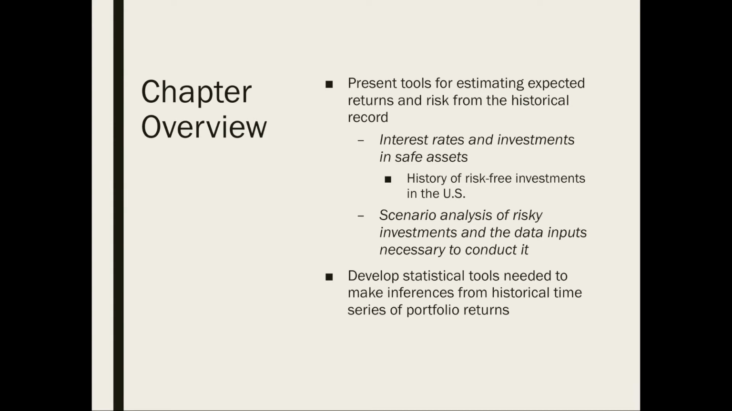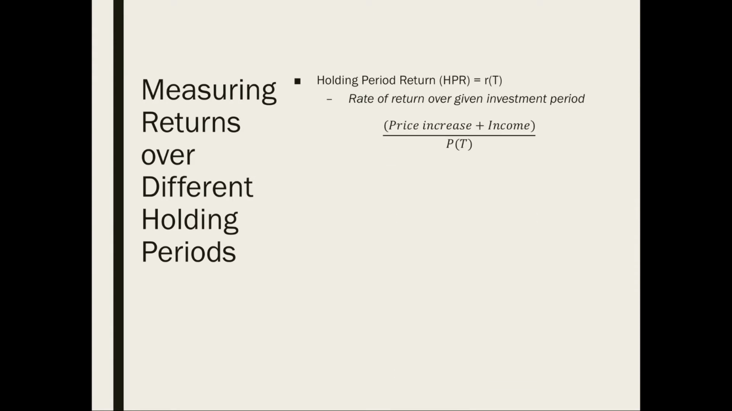So before we can evaluate returns, we first must be able to calculate a return. So first what we will be doing is conducting what is called a holding period return, or HPR. A holding period return is the rate of return over some given investment period, and it is calculated by taking the price increase in that investment plus any income that you received, and you divide it by the beginning price.